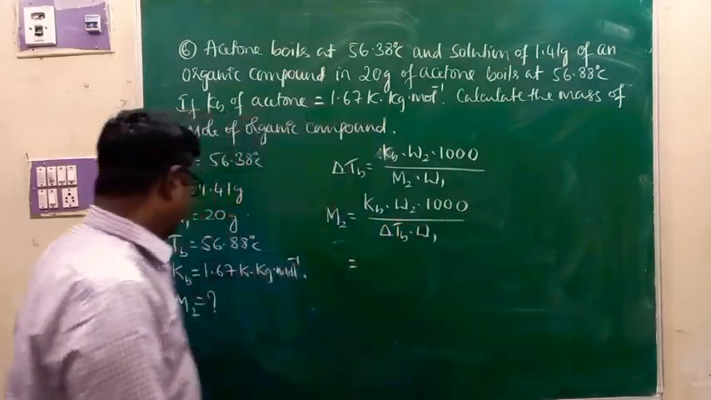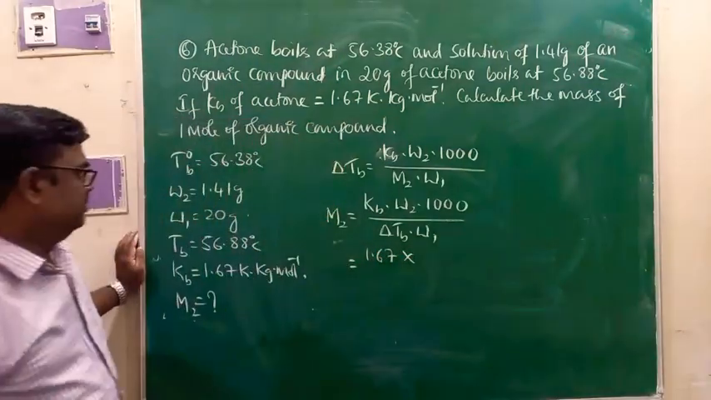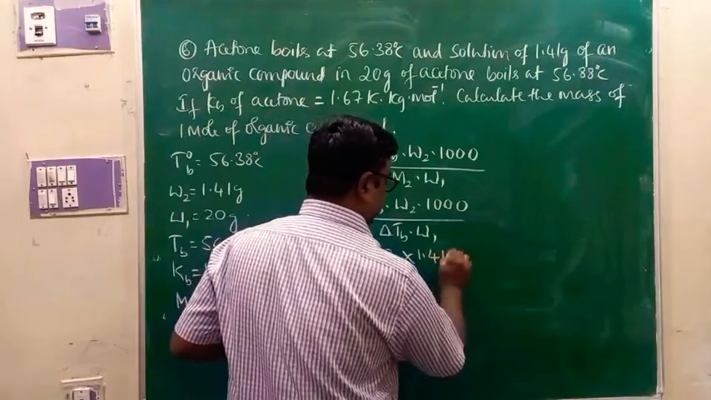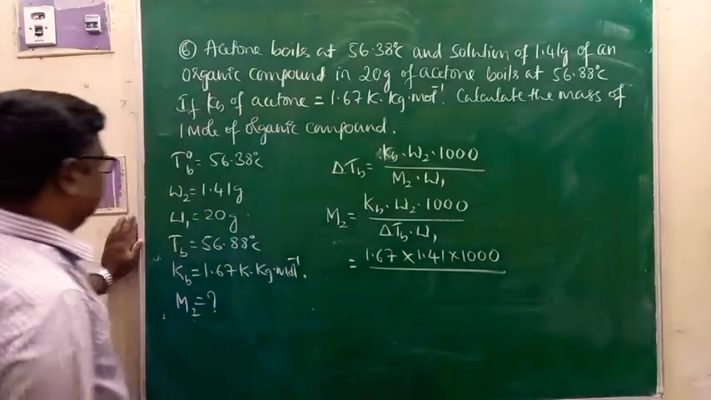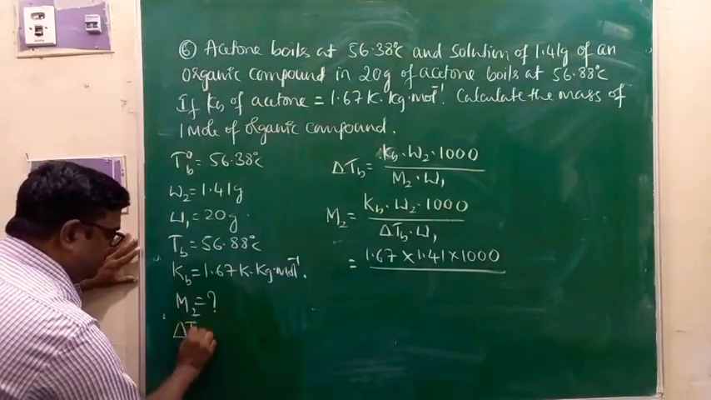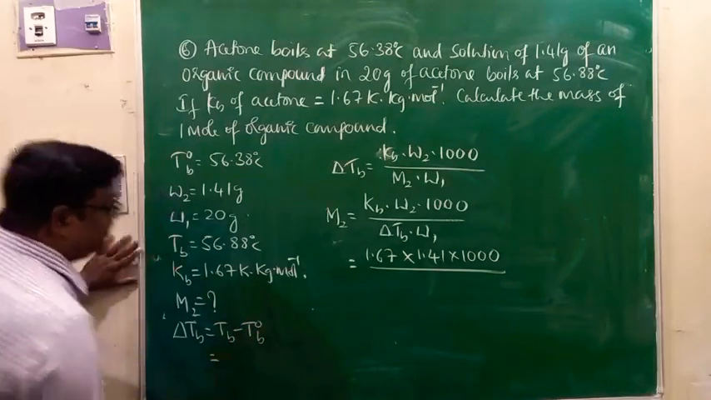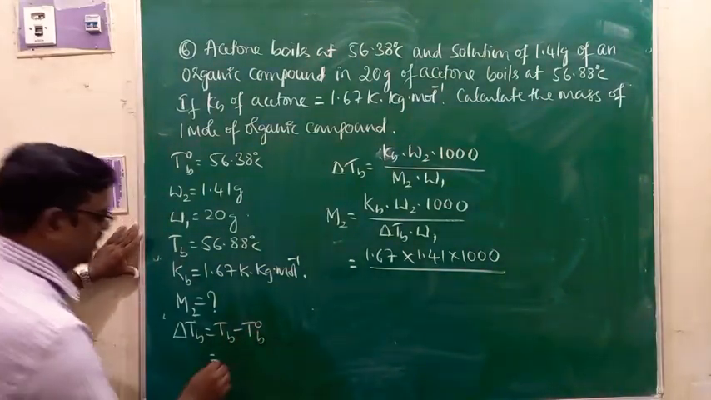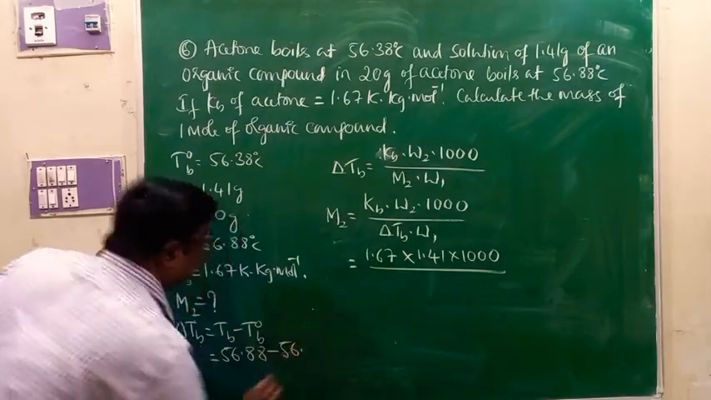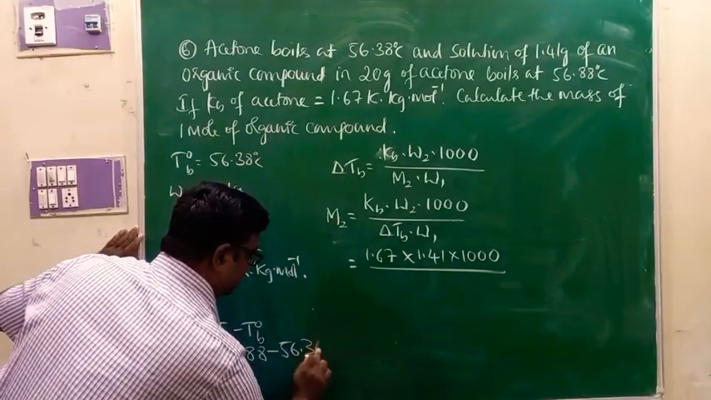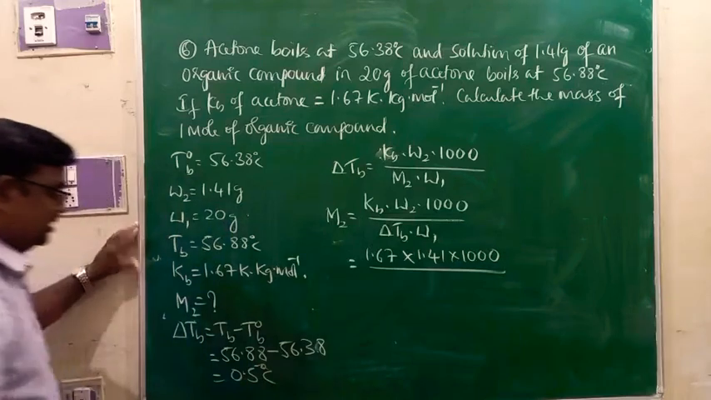Substitute. Kb is 1.67, into W2 is 1.41, into 1000 divided by delta Tb. That is delta Tb is equal to Tb minus T naught B. That is 56.88 minus 56.38. It comes out to be 0.5 degrees Celsius.